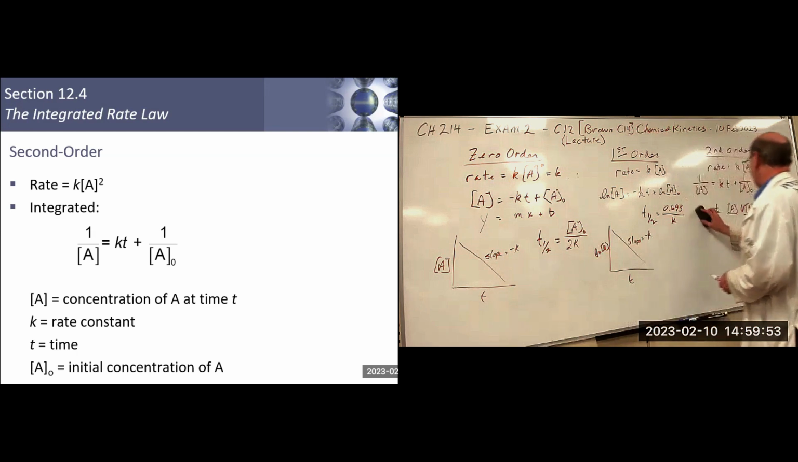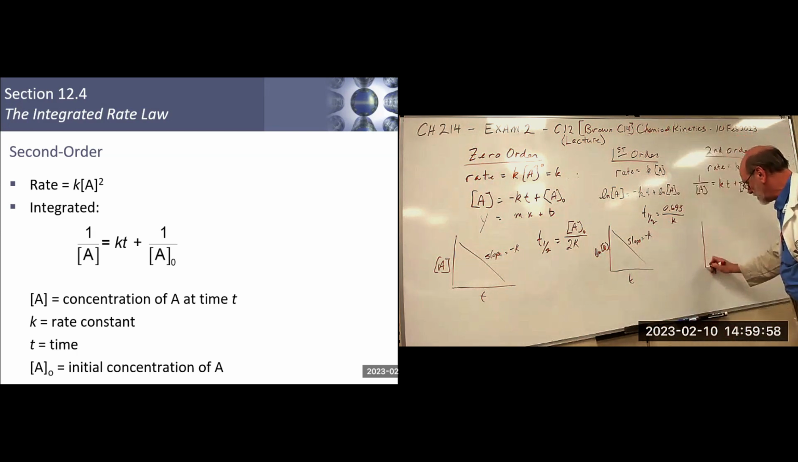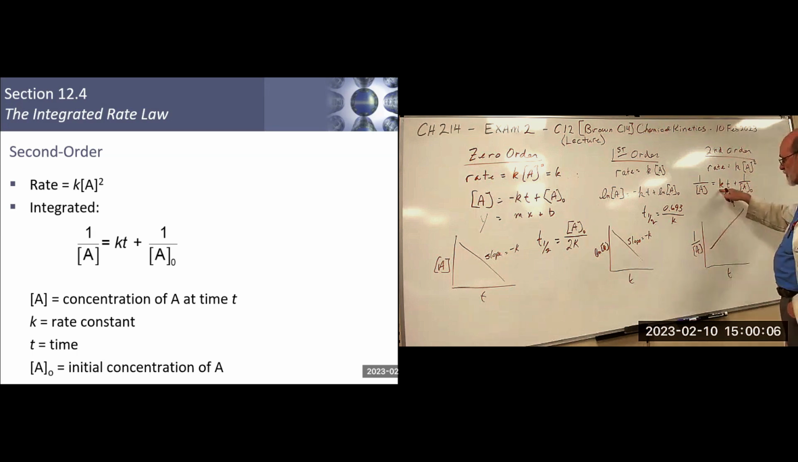But in this case, with the second order, when you plot the reciprocal of A, it gives you a straight line, but it's a positive slope. See, that's positive.